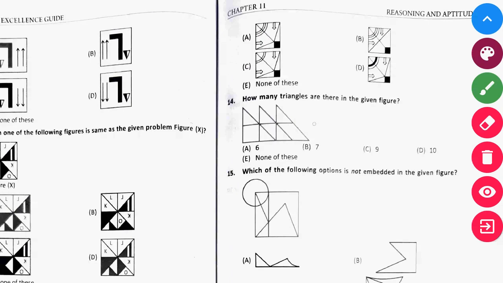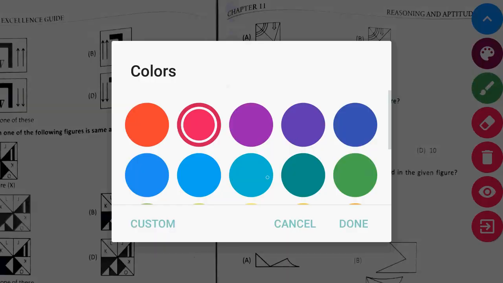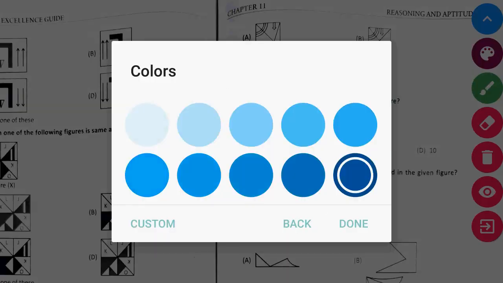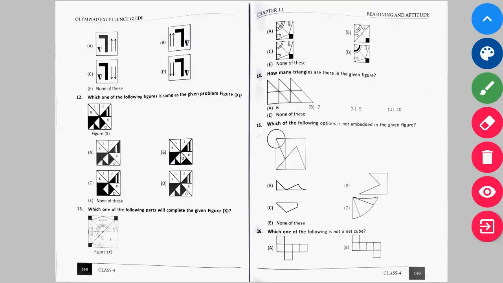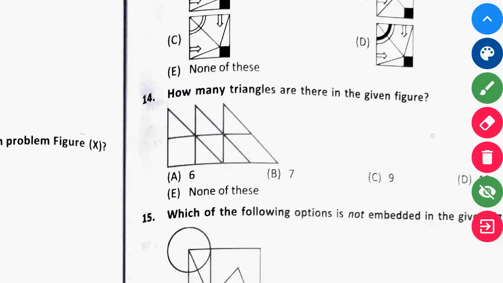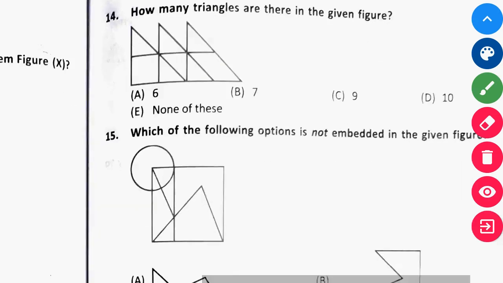Now, how many triangles are there in the given figure? You have to count the triangles in the given figure. You can count it, so this question is also for your homework. I'm not going to count the triangles. You all can easily count it. So for homework, this question is there.